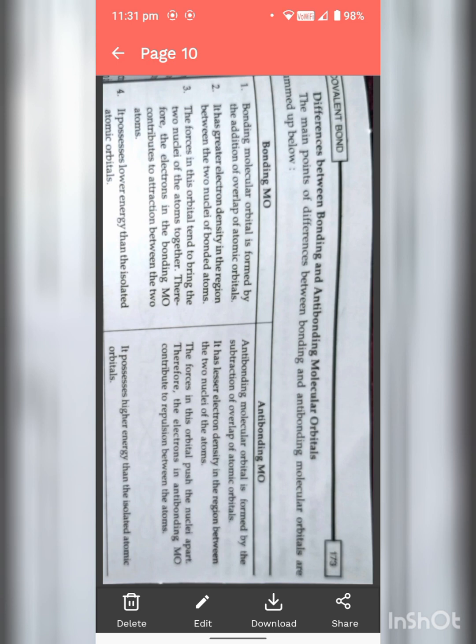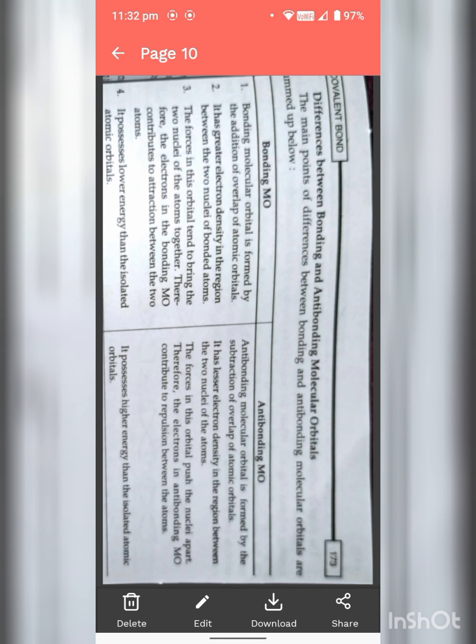Difference between bonding and anti-bonding molecular orbitals. First point: a bonding molecular orbital is formed by the addition of overlap of atomic orbitals, whereas an anti-bonding molecular orbital is formed by the subtraction of overlap of atomic orbitals. Second, a bonding MO has greater electron density in the region between the two nuclei of bonded atoms, whereas an anti-bonding MO has lesser electron density in the region between the two nuclei of the atoms.